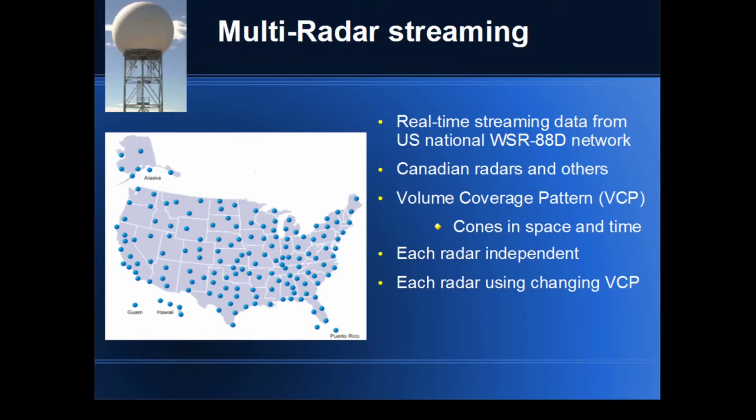Each of these radars has an independent, real-time stream of data. For the layman, these are rotating spinning radars that scan at a particular elevation angle, then after scanning 360 degrees in a circle, they change the angle and do another scan. These basically form a cone shape in space and time that bends some due to refraction of the radar signal in the atmosphere. The collection of cones and elevation angles for a radar is called a volume coverage pattern, or VCP for short.